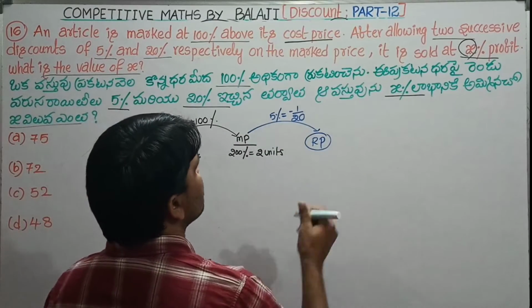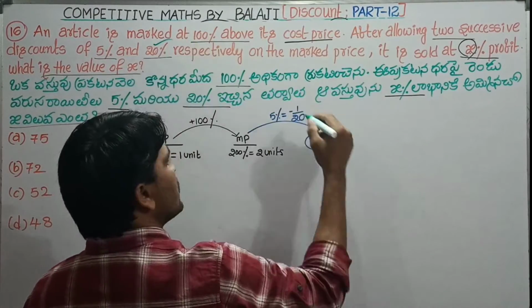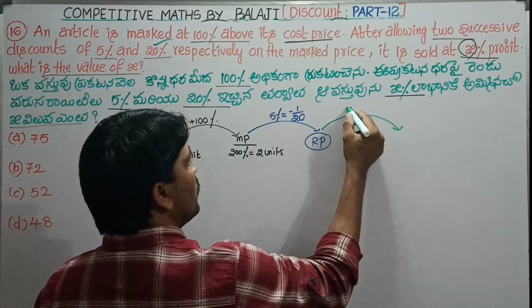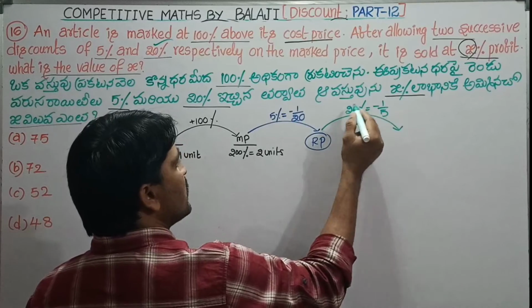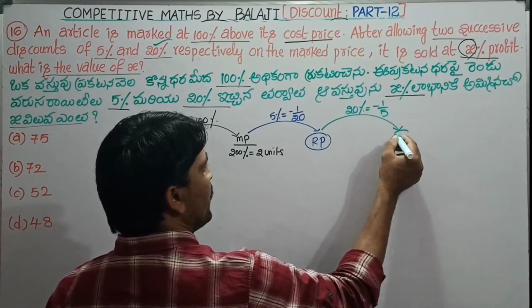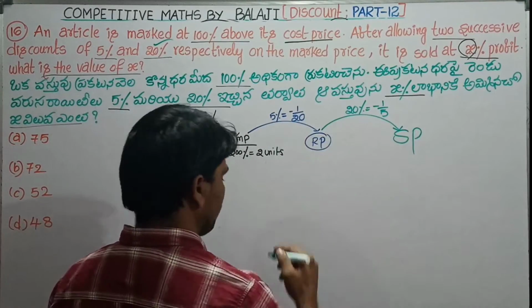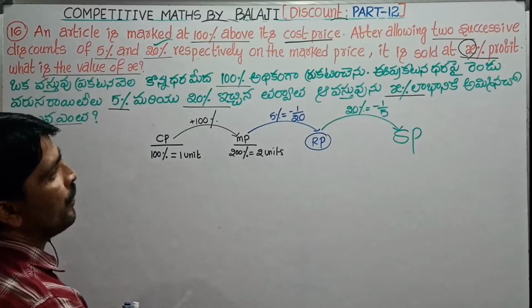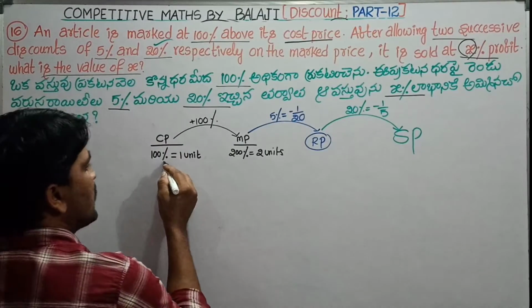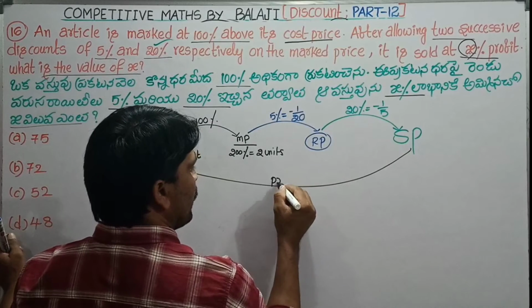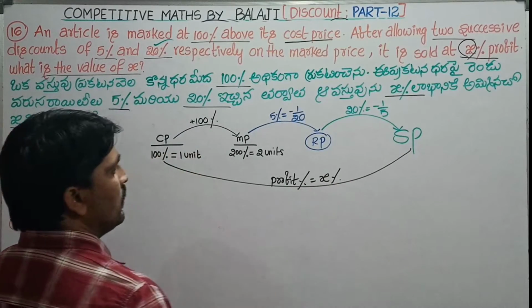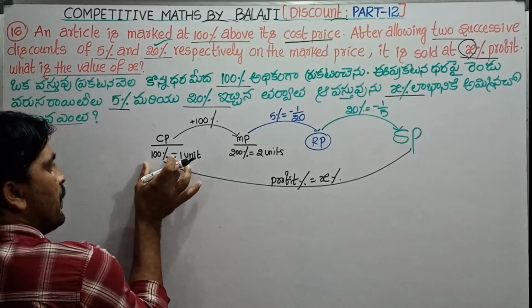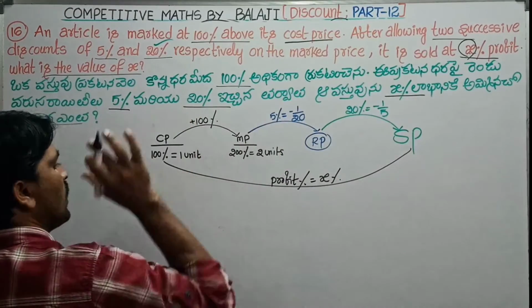On the reduced price, again he allowed 20% discount. Fraction value is 1 by 5. Since it is discount, we use minus symbol. So it is SP now. But we have to find, he gets X% profit. Profit percent is equal to X%. That is the difference between selling price and cost price.